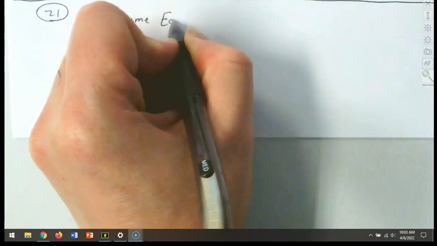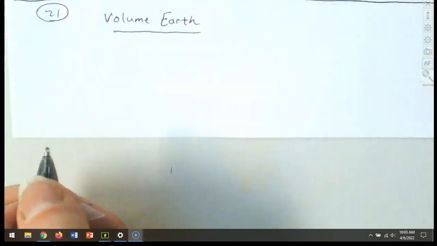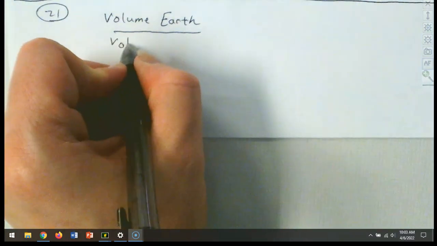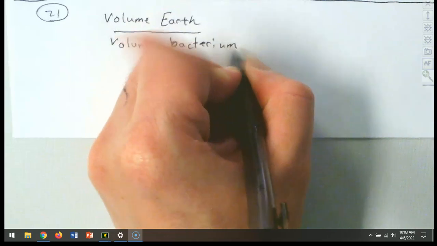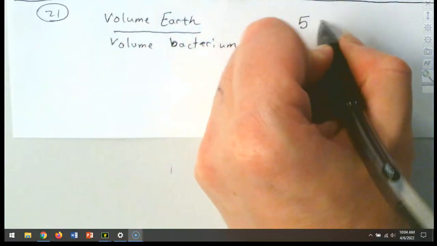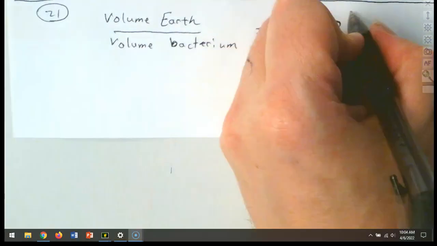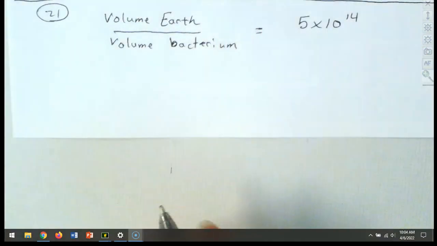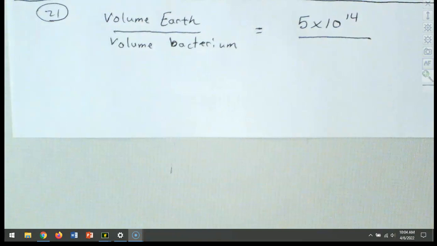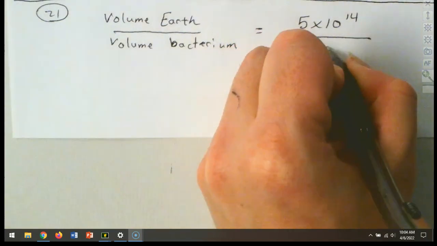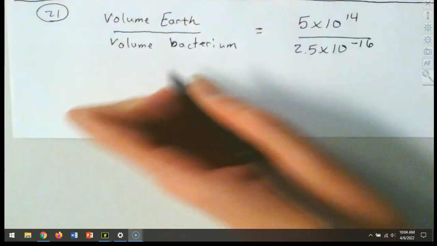We're going to take the volume of the earth, and we're going to divide that by the size of the bacteria. And what's the volume of the earth? Well, the volume of the earth is approximately 5 times 10 to the 14th cubic meters. This is so huge. We don't put units on it at the very end. And then we're going to divide that by the volume of a bacterium, which is 2.5 times 10 to the negative 16th power.